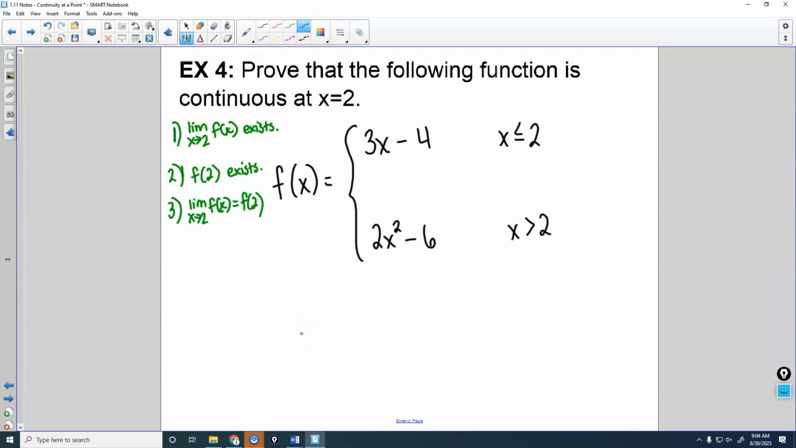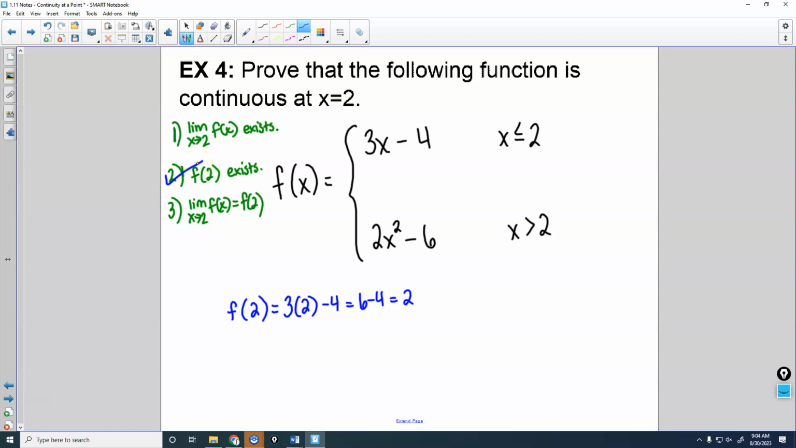So I sometimes actually start with that middle one just because it's easier a lot of times. If I want to find f of 2, I would just see wherever my or equal to sign is, and I would plug in. So I'd get 3 times 2 minus 4, which is going to be 6 minus 4, which will give me 2. All right, so that shows that f of 2 exists. I've done that.